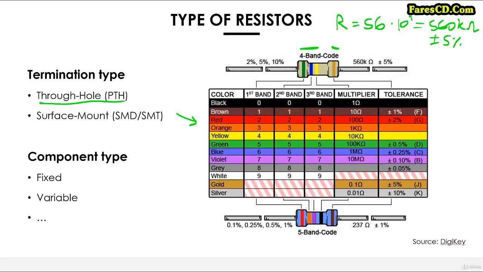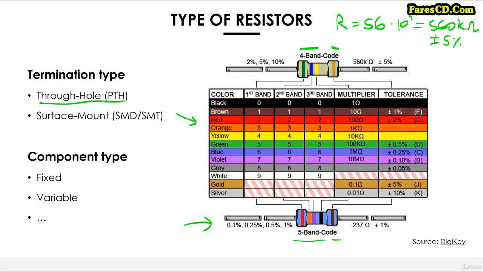Now, if you look at the 5-band code, this one is exactly the same concept. Even here, you can distinguish the bands between 2 groups. There are 4 bands in a group together and 1 that is isolated. And just as before, for the first group, the first bands have to be taken at face value. So we have red, orange, and violet. Red is 2, orange is 3, and violet is 7. So it's a 2, 3, 7.